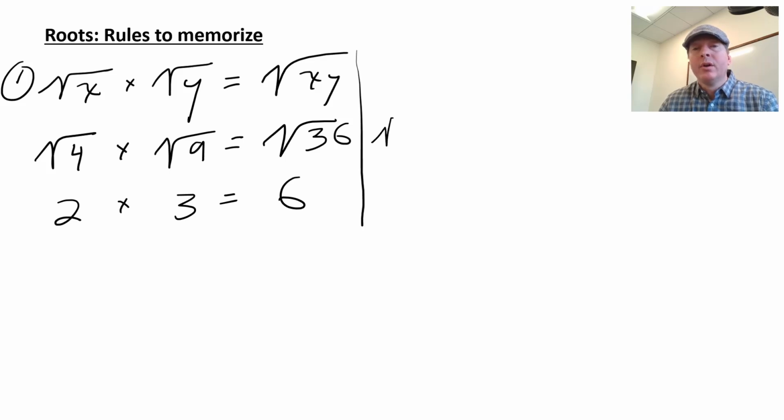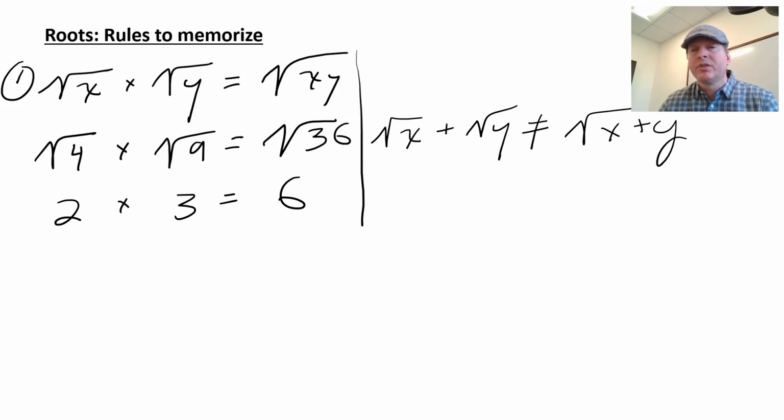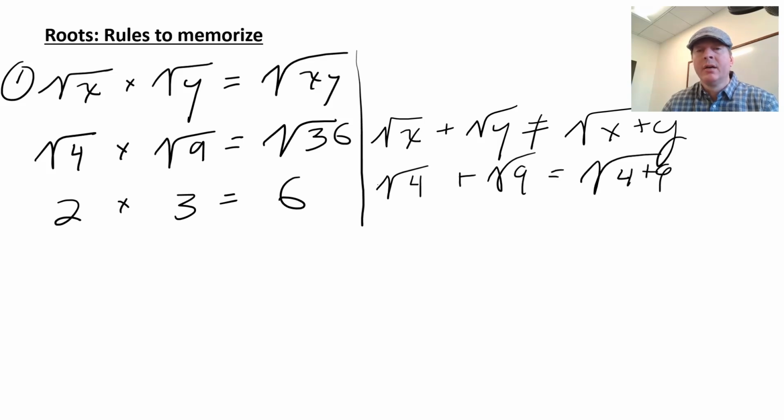Now, one thing I want to point out, suppose you were asked what is the square root of x plus the square root of y. That is not equal to the square root of x plus y, at least not most of the time. So, for example, is the square root of 4 plus the square root of 9 equal to the square root of 4 plus 9?